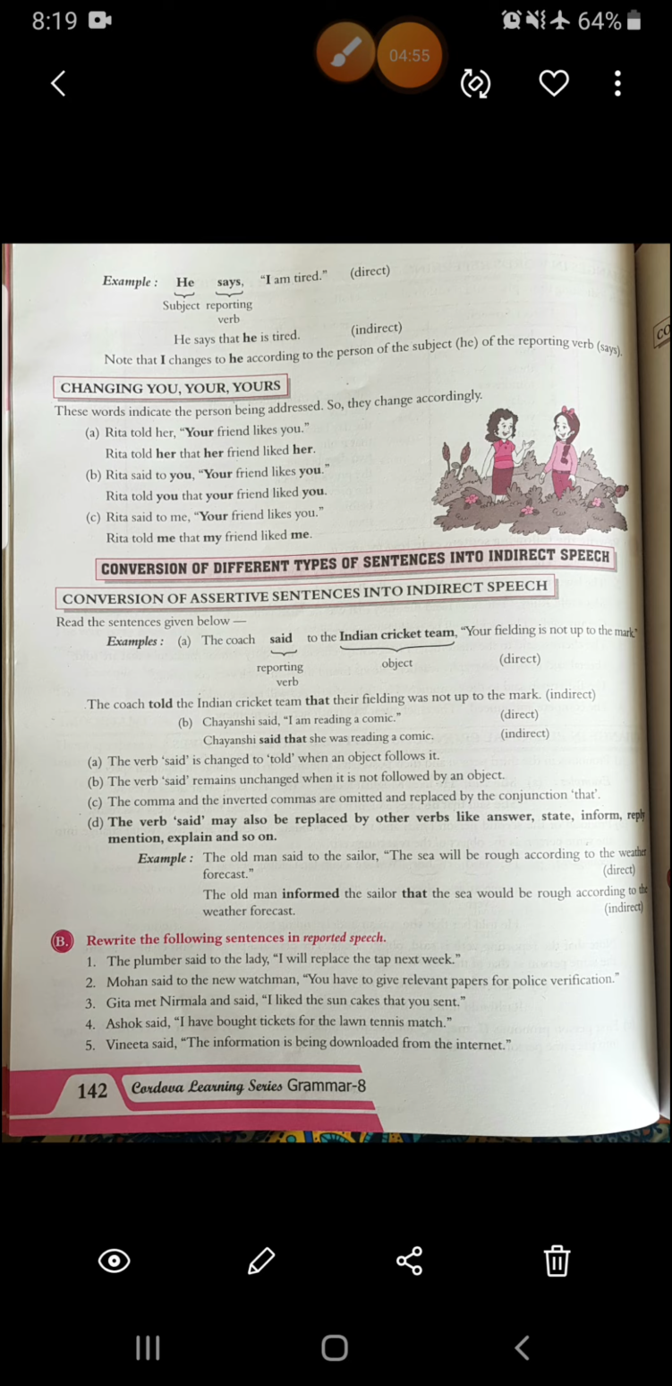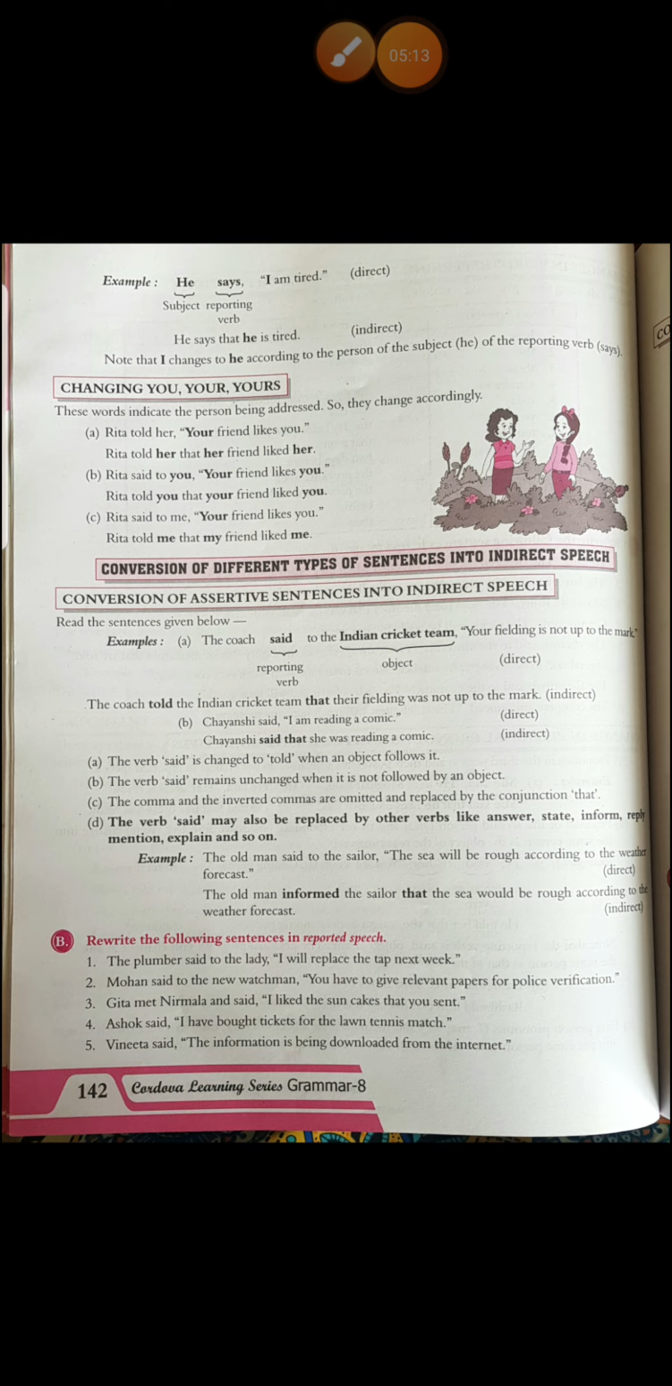So here the reporting verb is said, and the object is "to the Indian cricket team." So that is the object. It is in direct speech. So the coach told the Indian cricket team that their fielding was not up to the mark. Then Chianshi said, "I am reading a comic." Chianshi said that she was reading a comic.